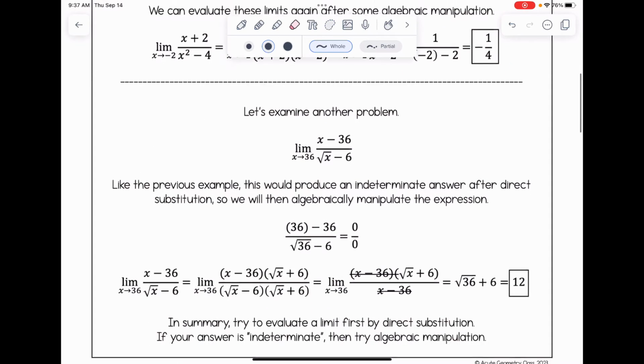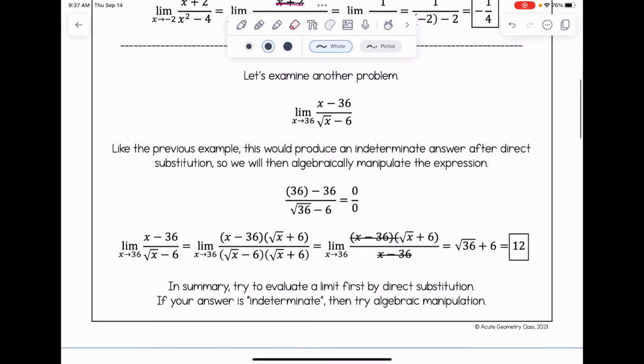Let's take a look at another one. I have the limit as x approaches 36 of x minus 36 over radical x minus 6. Just like the previous example, this would produce an indeterminate answer after direct substitution. So we'll have to algebraically manipulate the expression. Okay, and you can see here I've plugged in 36 for each x value, and I got 0 over 0, indeterminate.